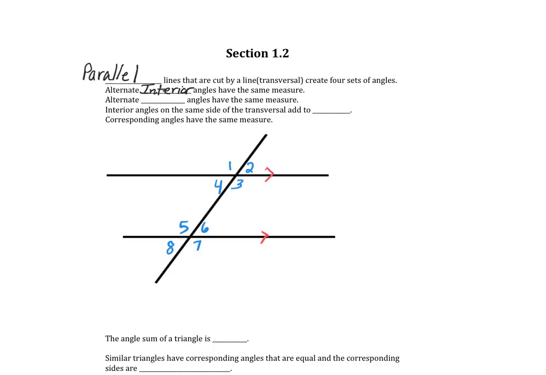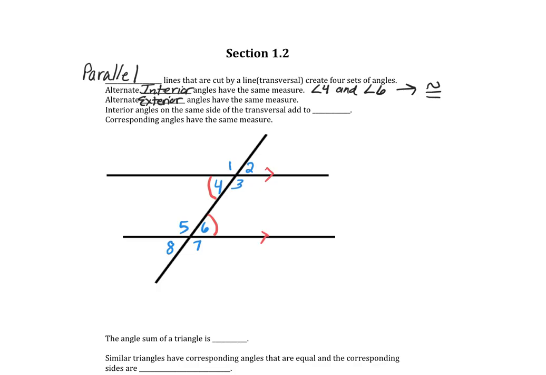Now, examples of alternate interior angles would be angle 4 and angle 6. And what we know about those angles is that they are congruent to each other. They are the same measure. And we have a marking system that we've used, and we'll mark 4 and 6 as congruent to each other. Another set is alternate exterior angles.